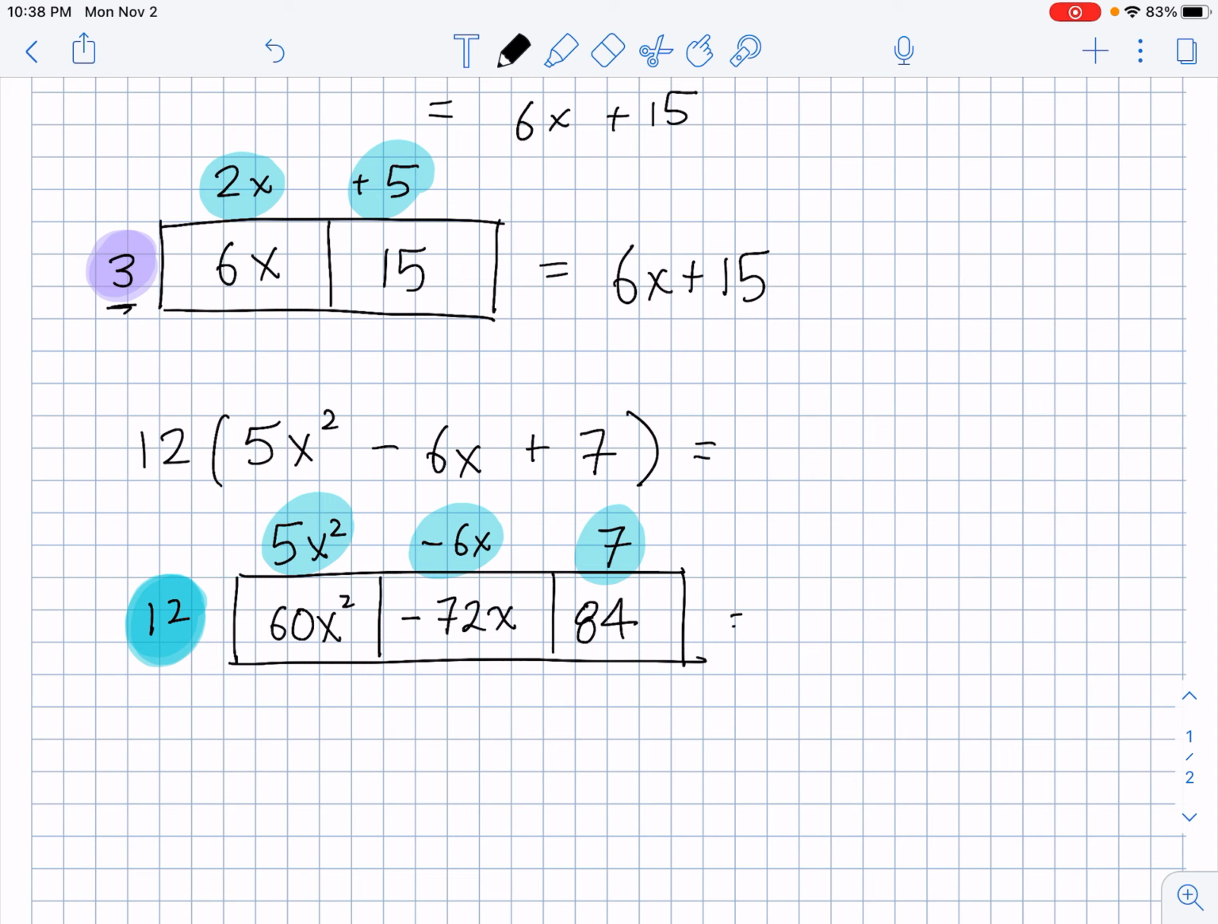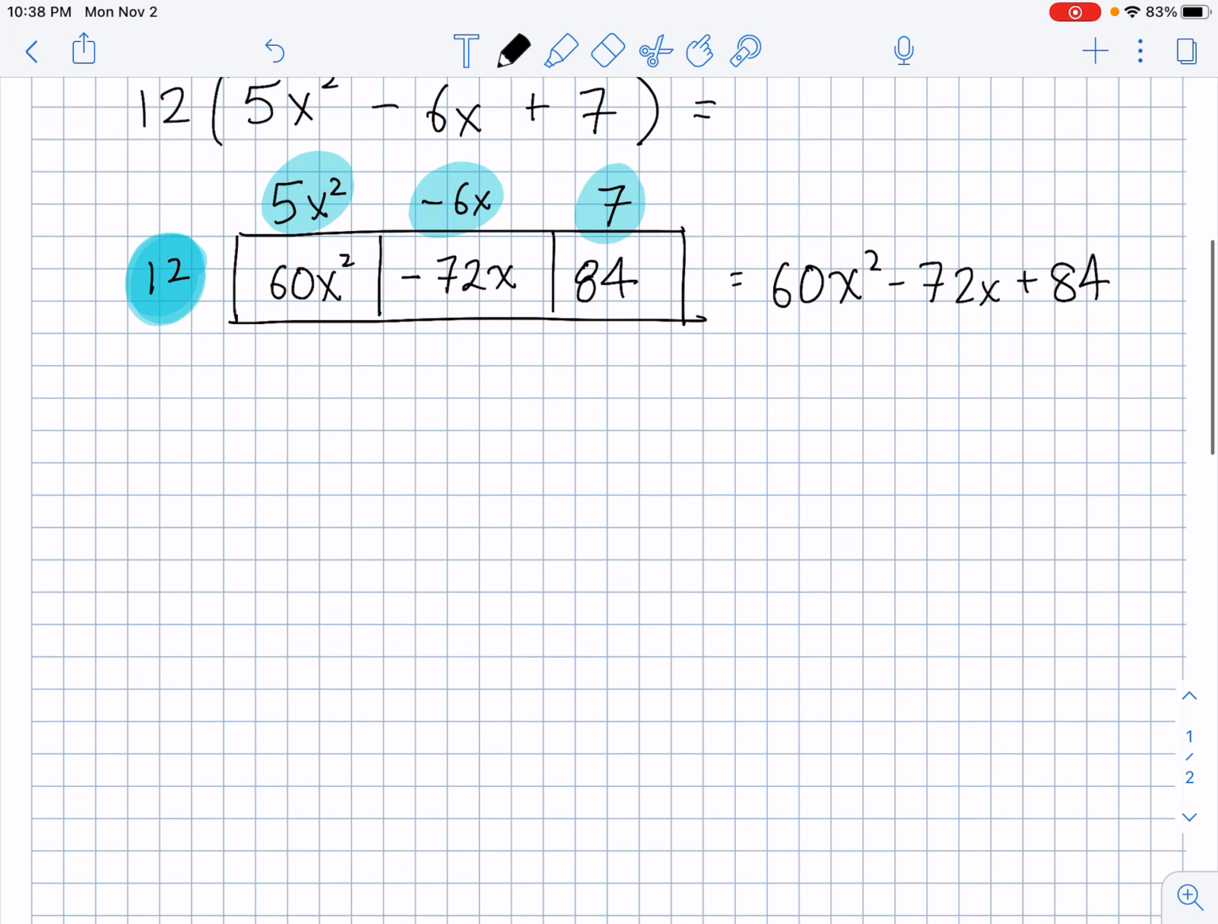And if you need to go to a calculator to do that, there is no shame in your game. Go ahead and do that. Now, when I rewrite this out, what I get is 60x squared minus 72x plus 84. Voila, we did it. But now we're going to lead into some of the more difficult kind of Algebra 1 stuff that we're looking at.